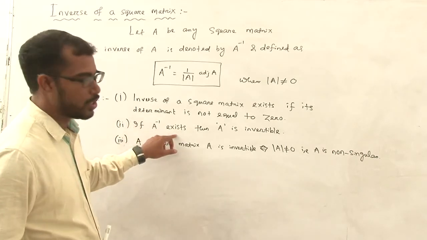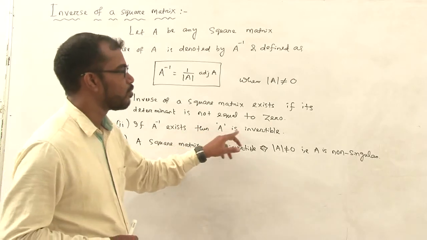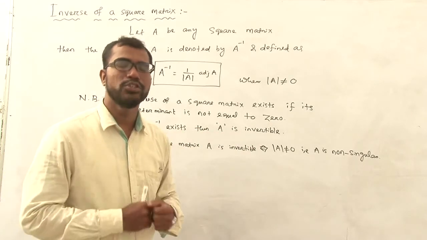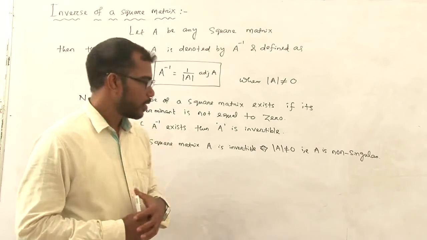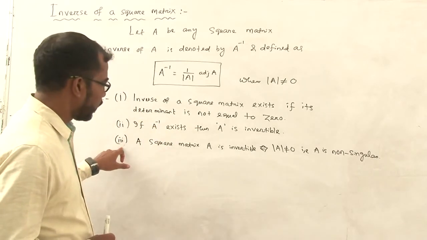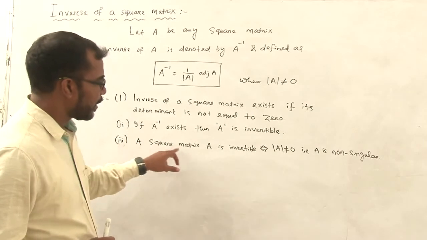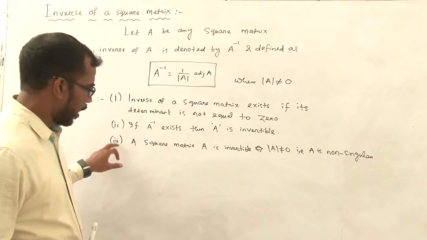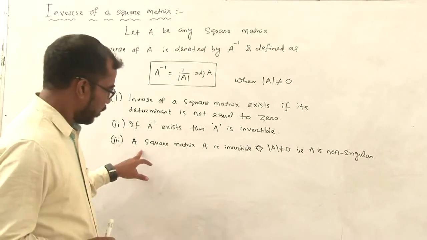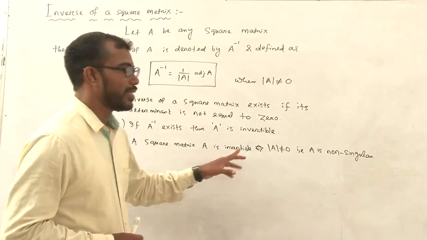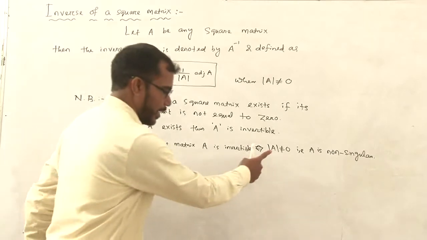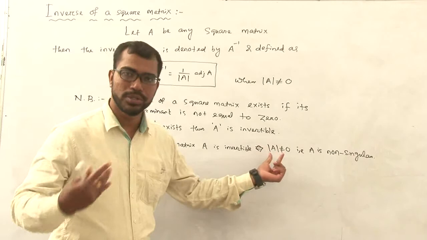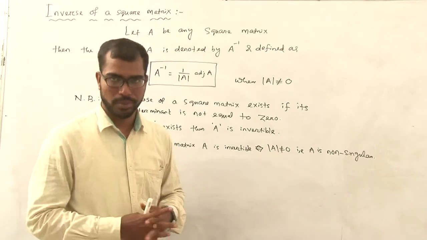A inverse exists, then A is invertible. Invertible means its determinant is not equal to 0. So here is the third point: a square matrix A is invertible, that means the determinant of A is not equal to 0. Determinant of A not equal to 0 means it is invertible.